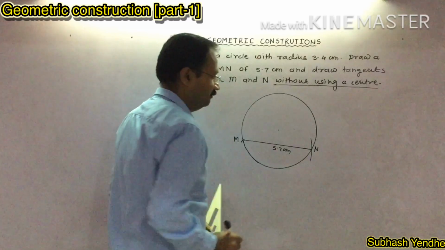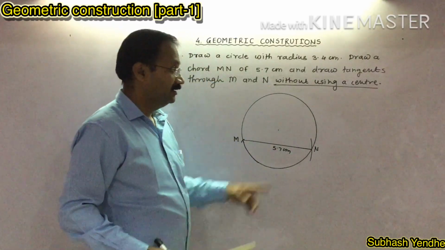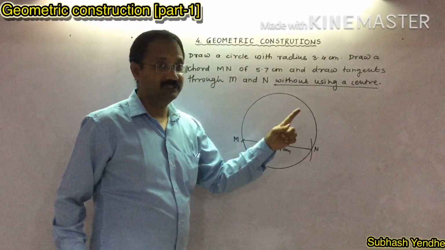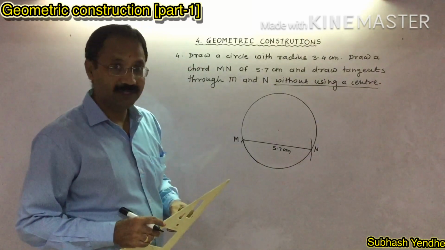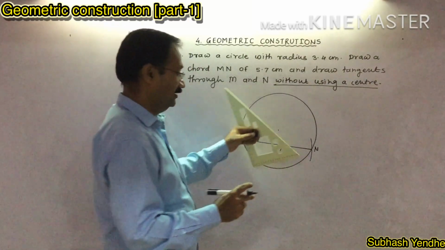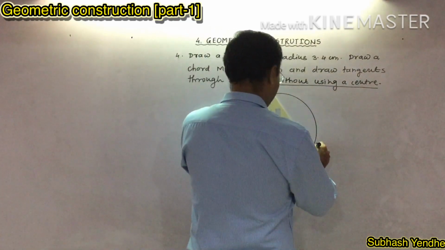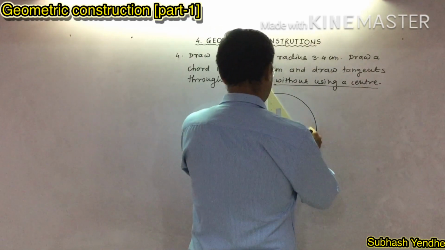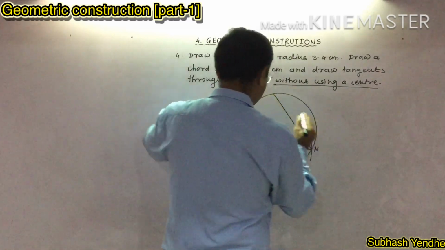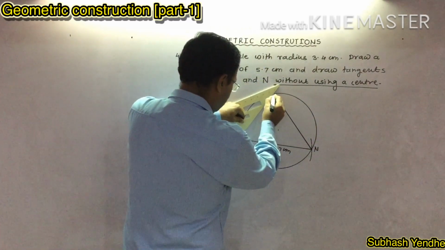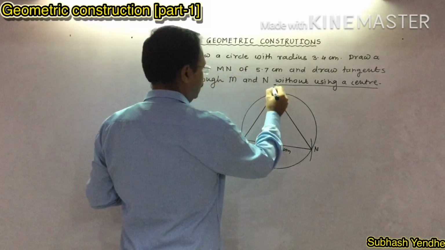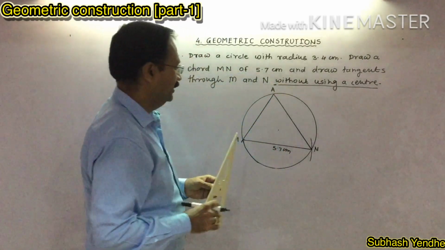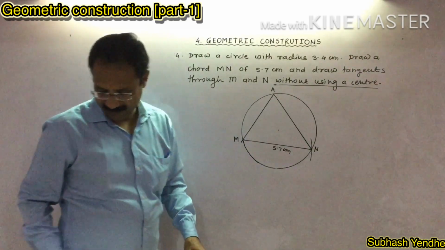5.7 centimeter. Then how to draw without using the center? You have to draw a, yes, you are absolutely right, triangle. So I am going to draw any triangle. No need to take any measurements. Yes, this is my AMN triangle.